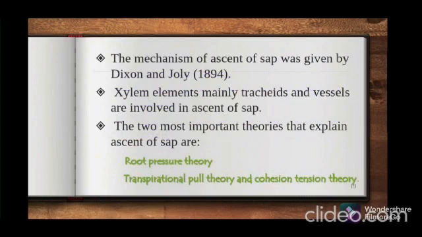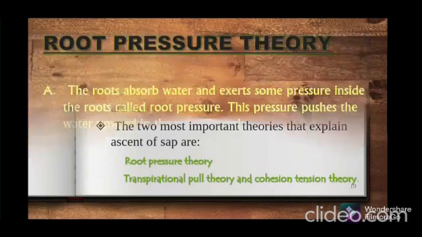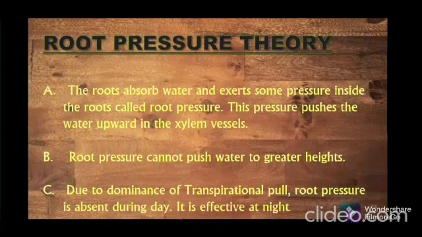Xylem elements, mainly tracheids and vessels, are involved in ascent of sap. The two most important theories that explain ascent of sap are the root pressure theory and the transpirational pull and cohesion tension theory. Root pressure theory. The roots absorb water and exert some pressure inside the roots called root pressure. This pressure pushes the water upward in the xylem vessels.